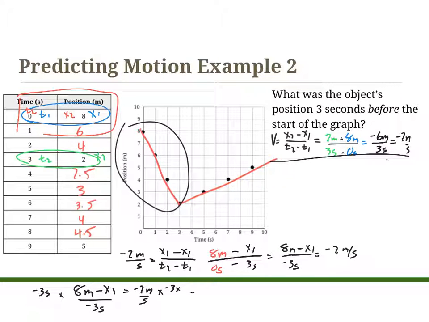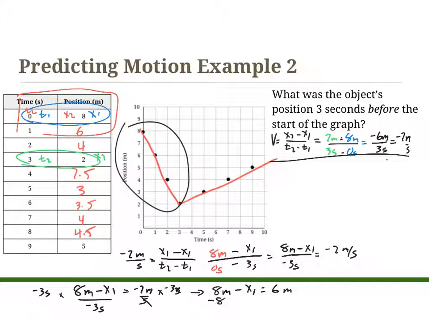And that's going to get me 8 meters minus x1, which will get me 2 times negative 3. Negative 2 times a negative 3 is a positive 6. And then because this is seconds, my seconds cancel out, and I'm going to be left with meters, positive 6 meters.